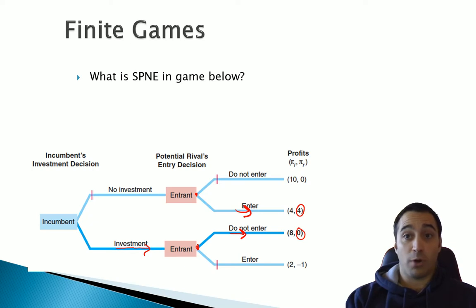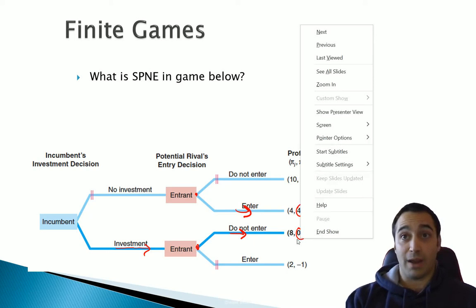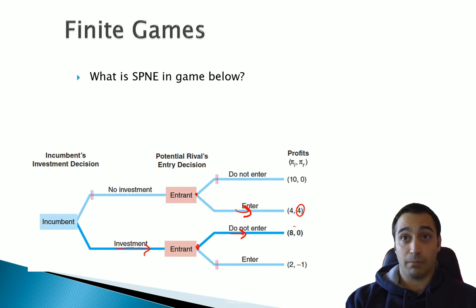Therefore, the subgame perfect Nash equilibrium is one in which player 1 plays invest, and player 2 plays enter if no invest, do not enter if invest. The resulting actions are invest followed by do not enter, and the resulting payoffs are 8, 0. Pretty easy.